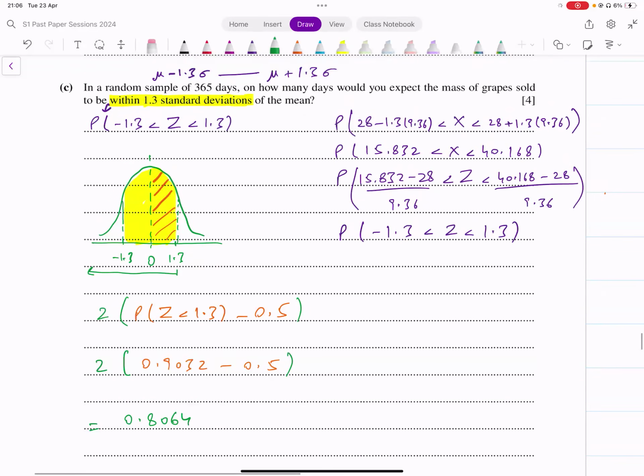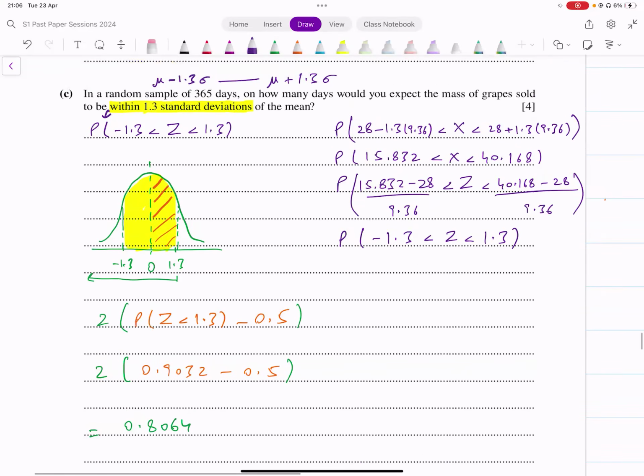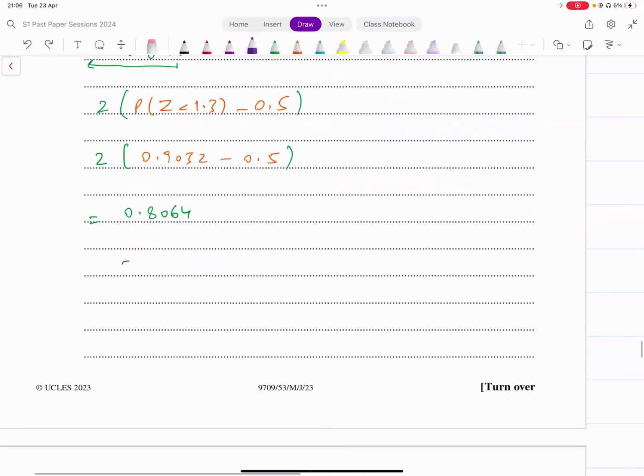What would be the expected number out of 365 days when this condition is satisfied? You just multiply 365 with this number and see what that gives you. 294.336. Now, since we're talking about number of days, that has to be an integer. So you round it off to 294 and say that's your final result. The expected number out of 365 when this condition would be met is 294. And that's your final result.